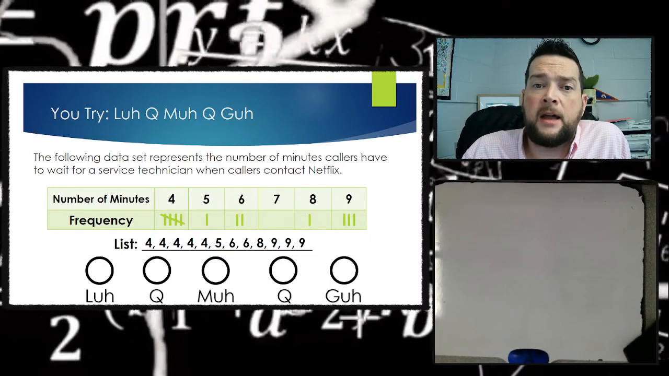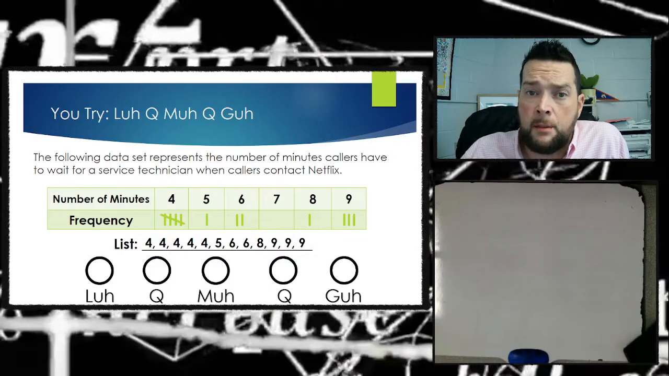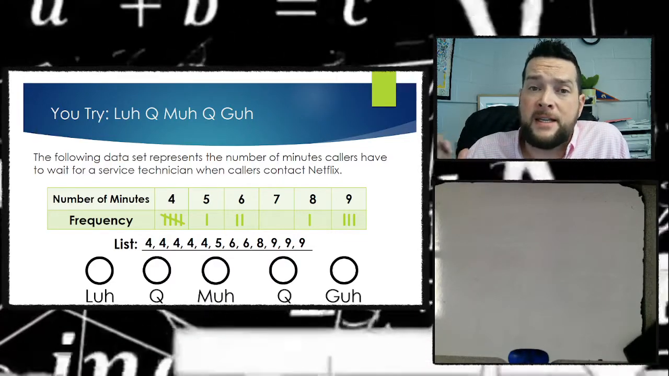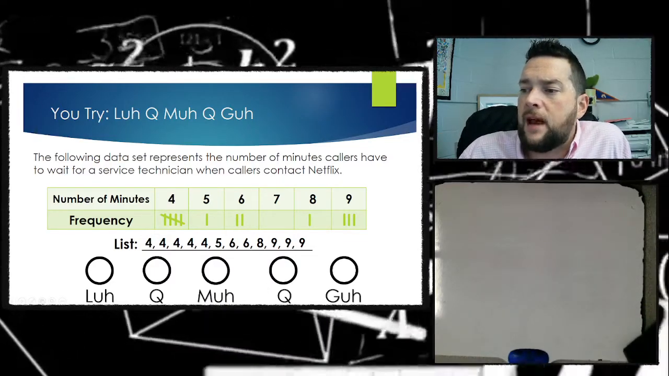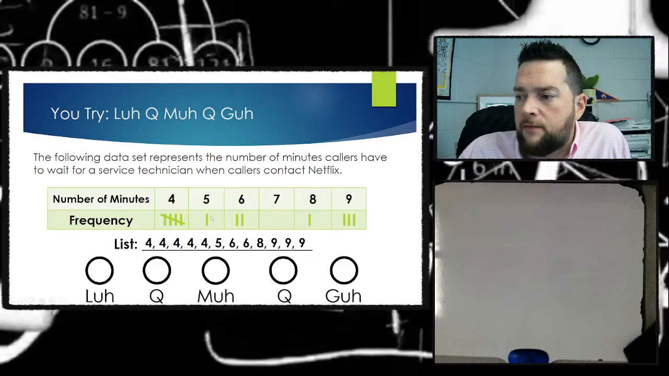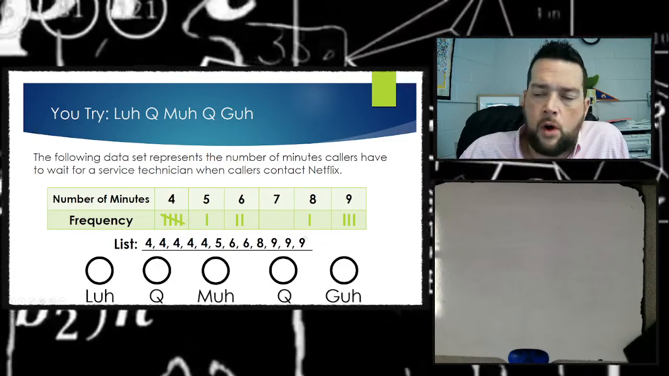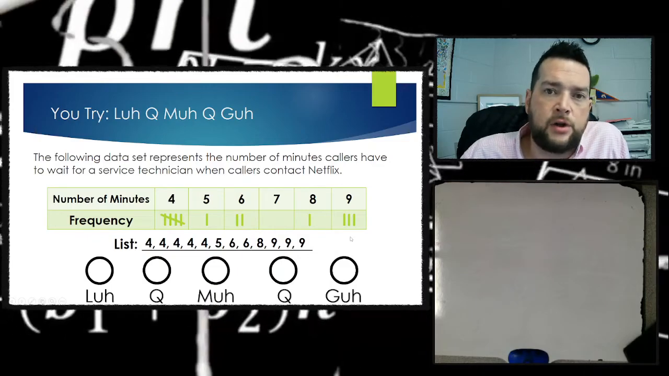Don't try to find the lucky muckuga of the number values. Try to find it of the data. So I've got 5 4s, so I listed out the 5 4s, 1 5, 2 6s, and so on. So I listed out all the data first.